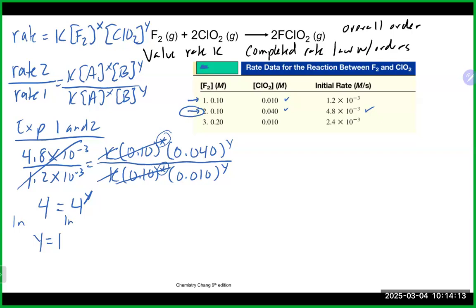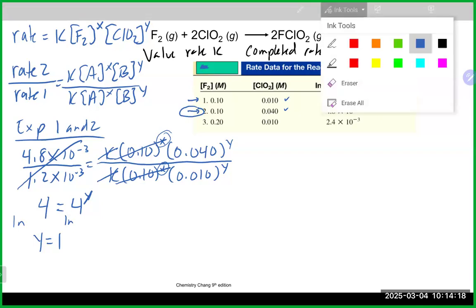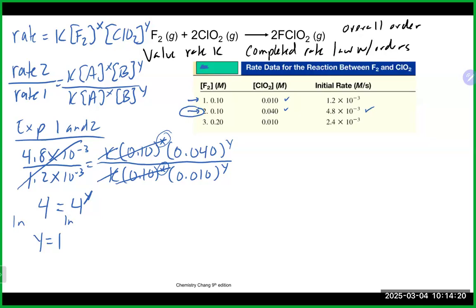Now that I did that, I want to switch it around and keep, in this case, the ClO2 constant while I vary the other one. It looks like I could achieve that in experiment 1 and experiment 3, where our guy there stays constant. So we'll look at experiment 1 and 3 to get the other order.